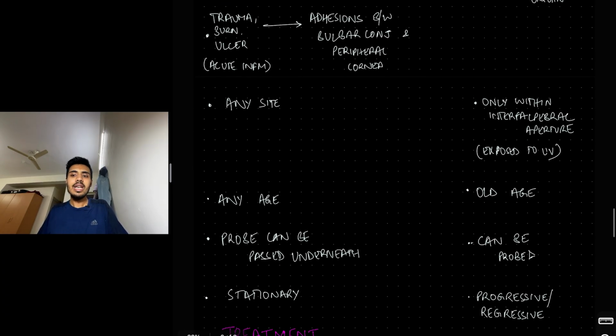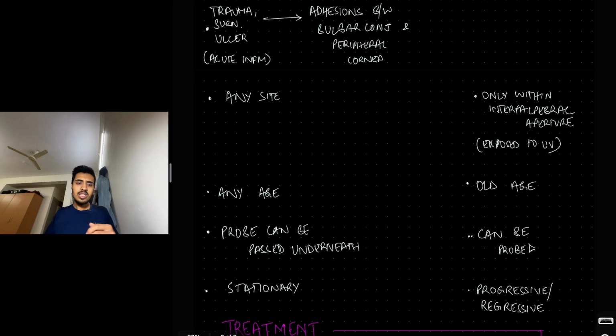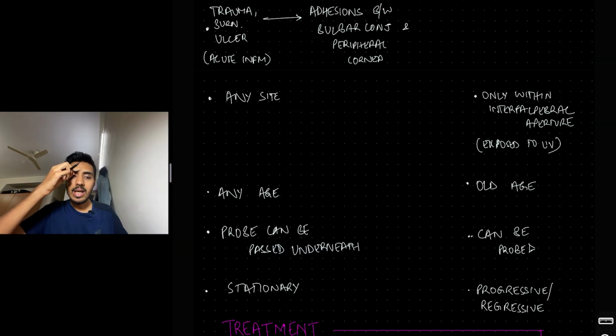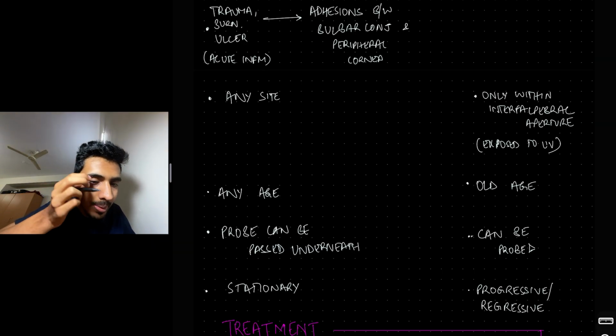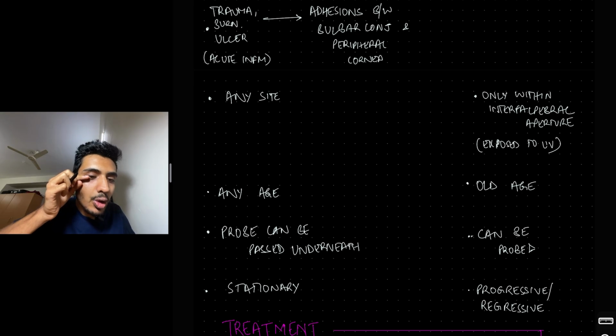And another thing, pterygium will... can you see pterygium anywhere? No. It will only be seen in the interpalpebral aperture. What is interpalpebral aperture? See, this is the upper palpebrae, upper eyelid. Here you have the lower eyelid, lower palpebrae. The part of the eye which is in between the two palpebrae.